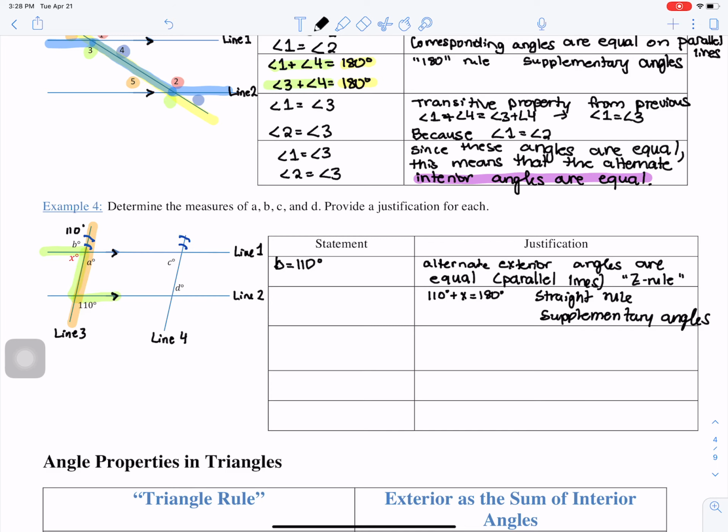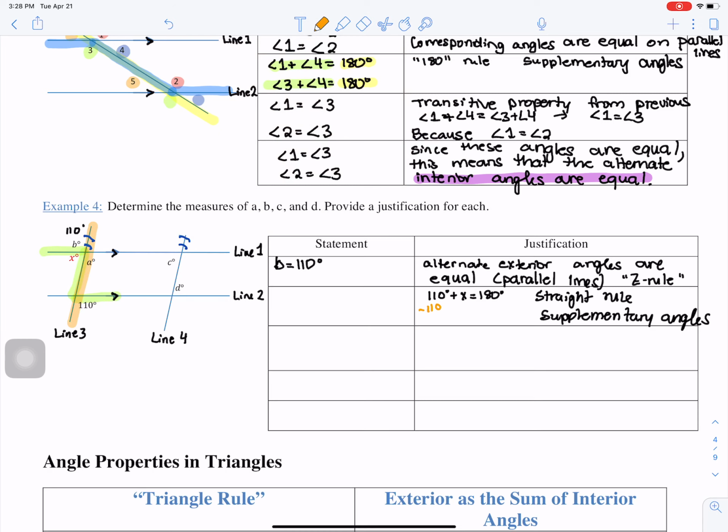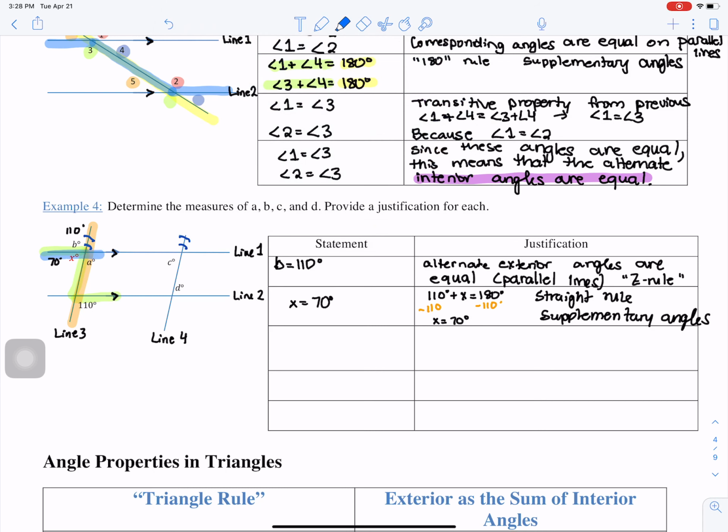If I isolate for X by subtracting 110 on both sides, I get X is equal to 70 degrees, which is 180 minus 110 degrees. So I get that X is 70 degrees. Okay, so now that X is 70 degrees, angle X and A also fall on a straight line. So I'm just going to draw that straight line in blue. So I'm going to write angle A is equal to 110 degrees.